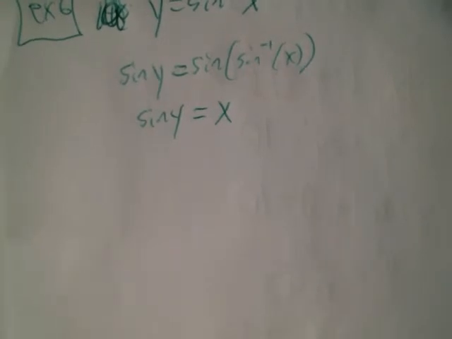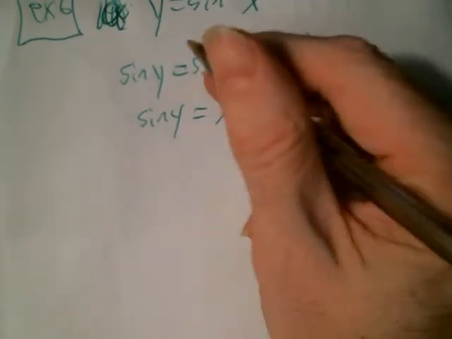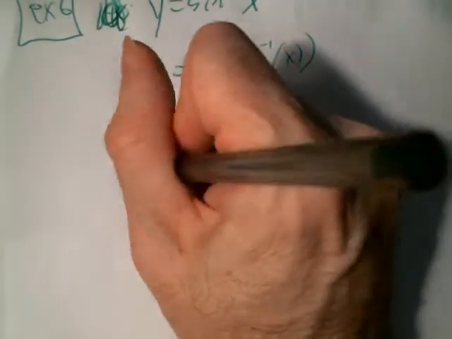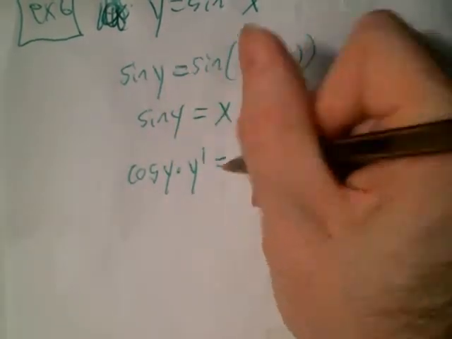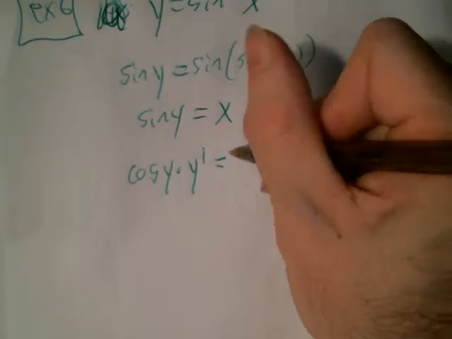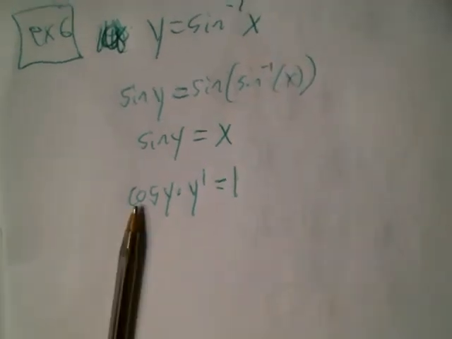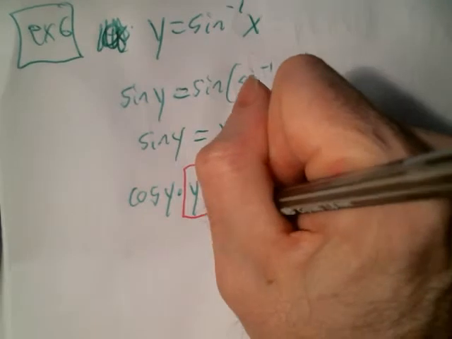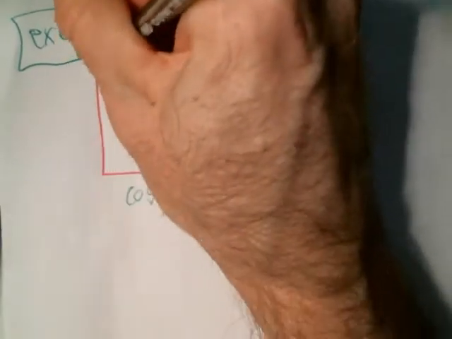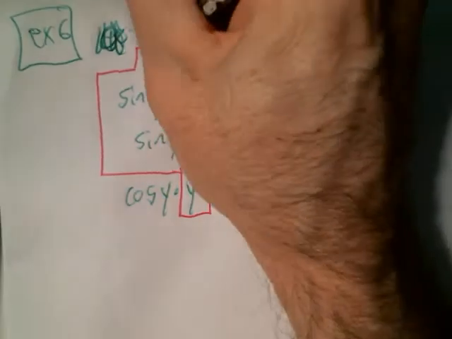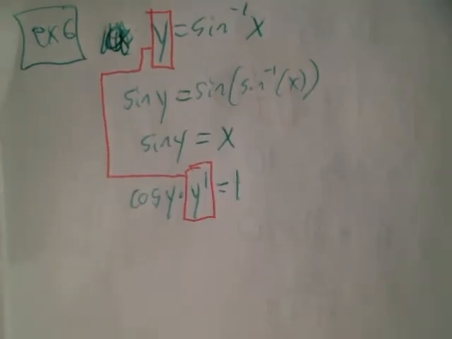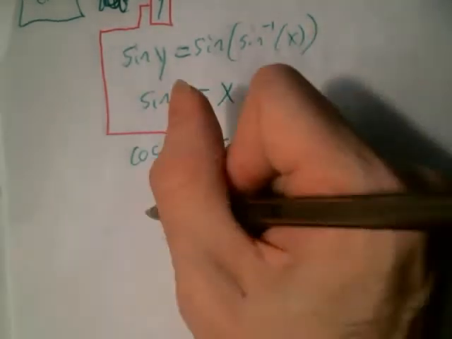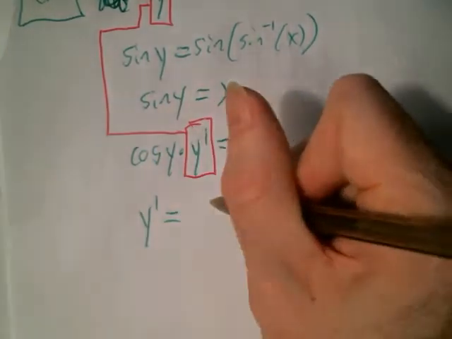Now I'm going to take the derivative implicitly. The derivative of sine y will be cosine y, and then you tack on your y prime. On the right-hand side, the derivative of x is 1. What we're going to be able to do is solve for y prime, and that's important because y prime is the derivative of sine inverse, and that's what we're after. So divide both sides by cosine y.